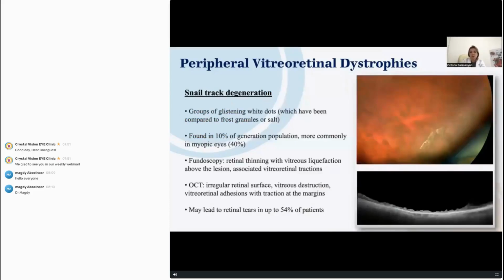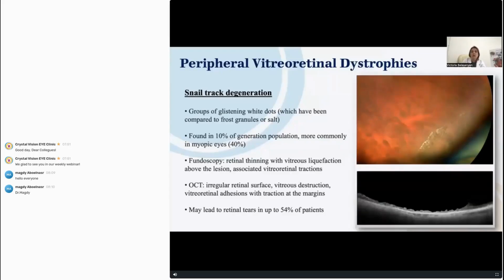Another very important vitreoretinal degeneration is snail track degeneration. It looks like groups of glistening white dots, which have been compared to frost granules or salt. Often it can be an early stage of lattice degeneration. Snail track is found in 10% of the general population, more commonly in myopic eyes, 40%. Often localized in superotemporal and supranasal quadrants. On fundoscopy, we can see retinal thinning with vitreous liquefaction above the lesion associated with vitreoretinal traction.